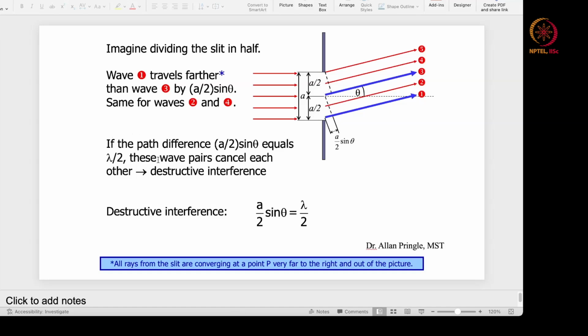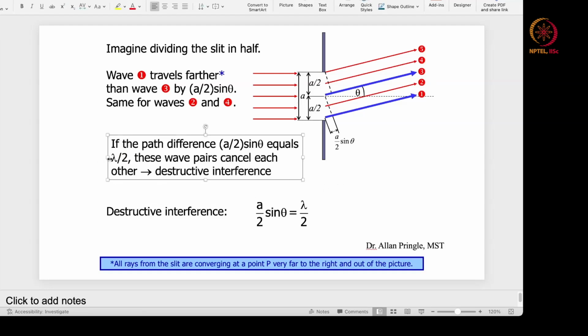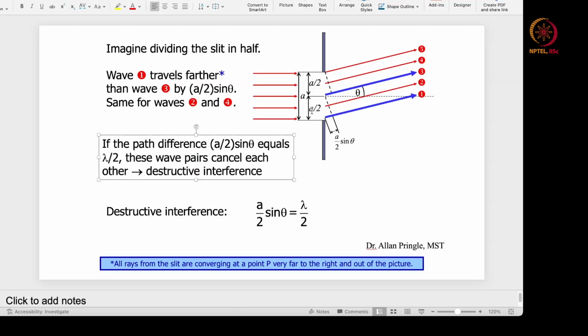Okay. So this path difference, which is nothing but A by 2 sine theta, if this path difference equals lambda by 2, where lambda is the wavelength of the incoming beam, then these two wave pairs cancel each other and you get what we call destructive interference, right? So for destructive interference to happen, A by 2 sine theta should be equal to lambda by 2, half the wavelength. So initially the waves were all nice and horizontal, now they are deflected, and that deflection angle is theta.